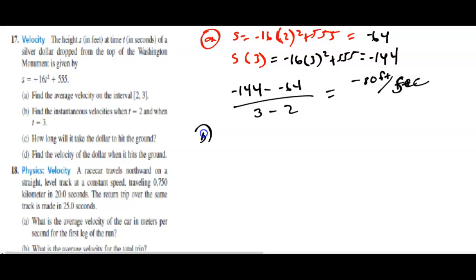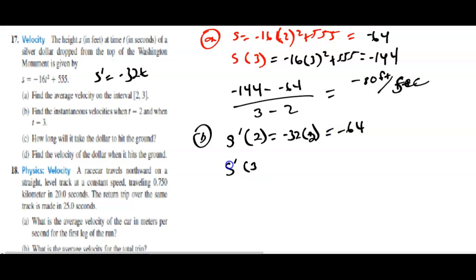Now B says find the instantaneous velocity when t is 2 and when t is 3. So what I've got to do now is take the derivative. So s prime equals negative 32t. So negative 32, well here, let me keep my notation. So s prime of 2 would be negative 32 times 2, which is negative 64. And s prime of 3, because it's instantaneous, negative 96.